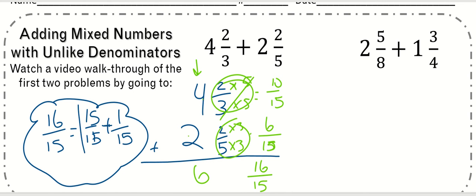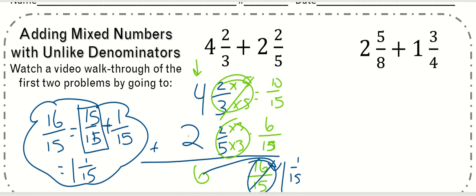So 15/15 I can draw my 1 box around. It's like a 1. So really 16/15 is the same thing as 1 and 1/15, which means if this is worth 1 and 1/15, I can add 6 plus 1 and I'm going to get 7 and 1/15. All right, so there's our strategy. We found common denominators, then we added up our two fractions.